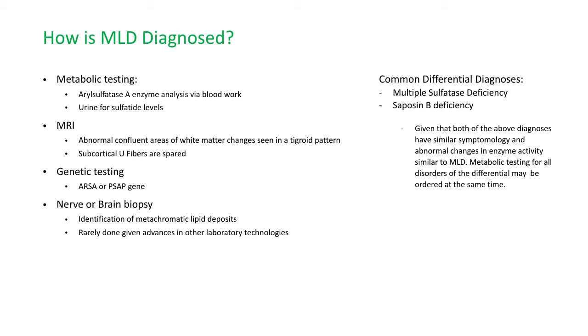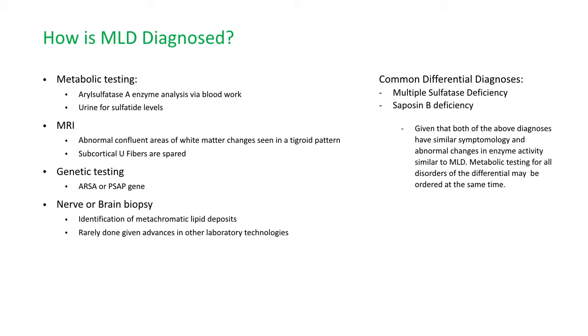How is MLD diagnosed? MLD is diagnosed through blood work. They'll look at the level of arylsulfatase A enzyme activity in the blood, and then urine is sent for sulfatide levels to confirm the diagnosis. If a child's enzyme level is in the deficient range, it is suspected that they may have an MLD diagnosis.